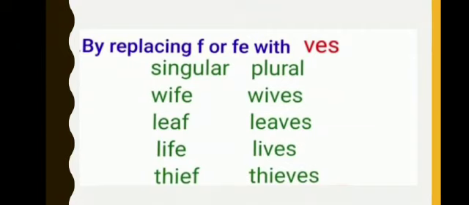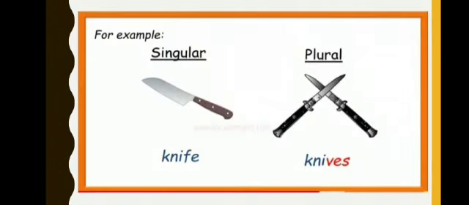Wife, wives. Second example, leaf, leaves. Here the word leaf ends with the letter F. So to make it into plural form, we drop the letter F and add VES at the end. Leaf, leaves. Similarly, life, lives, thief, thieves, knife, knives.